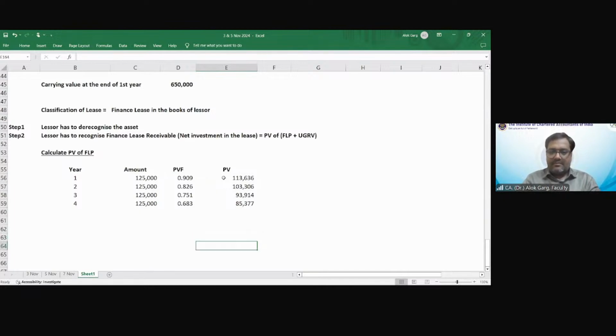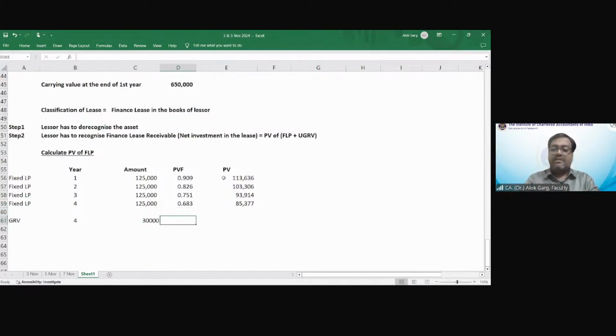तो 50,000 का भी present value देना है. Yes, in the year 4. So these were the future lease payments, right? Fixed lease payments. In the year 4, there is a guaranteed residual value. How much? 30,000.